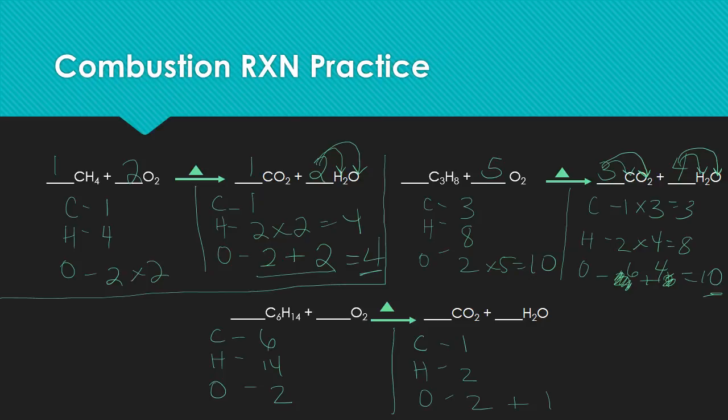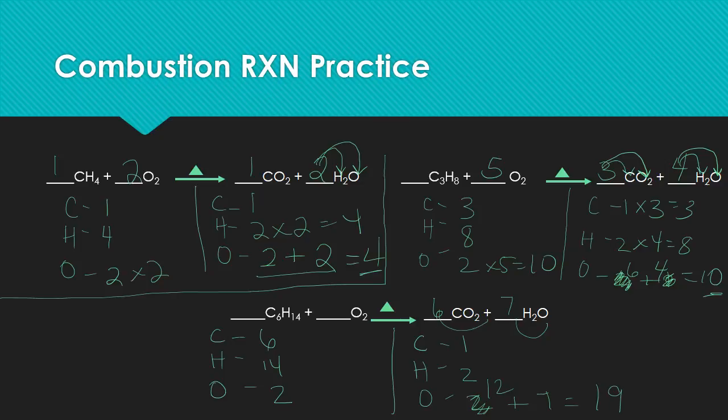Alright, so we would start this the same. I'm not going to show all the math, but we would do this. We would put a 6 here to multiply our carbons. For the hydrogens, we have 2 and 14, so I'd have to put a 7. If I update my oxygens, I would have 6 times 2, which is 12, 7 times 1, which is 7. 12 plus 7 is 19. However, I can't multiply 2 and get 19.